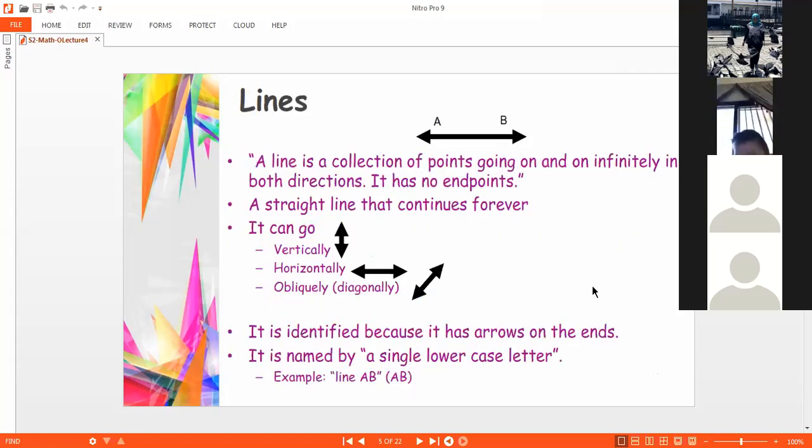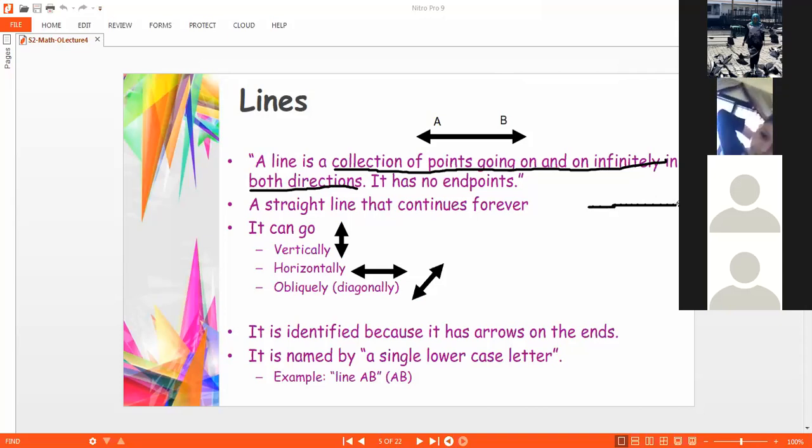A line, as you can see, is a collection of points. Do you still remember? A line is a collection of points going on and on infinitely in both directions. You can add points as much as you want. Whenever you join them and they form a straight line like this, you can add points to the right or to the left. So you can extend the line as much as you want, infinitely in both directions.